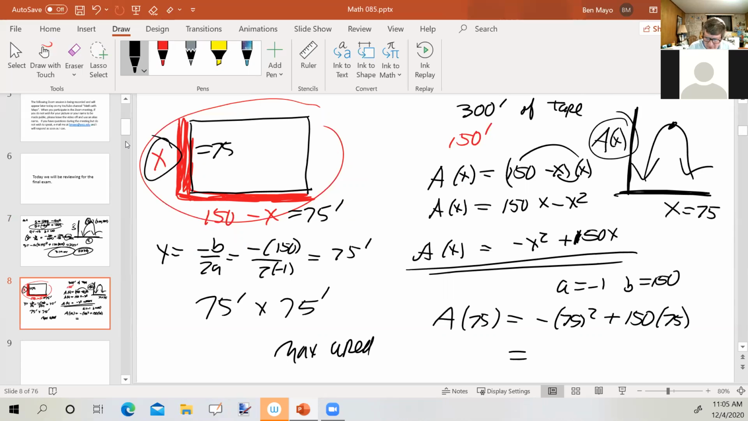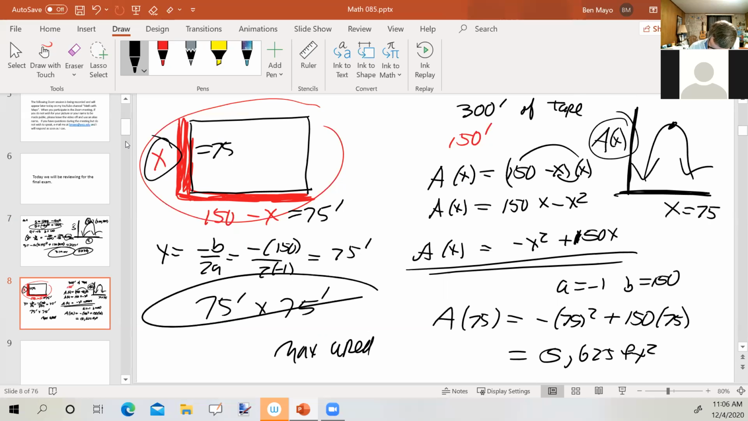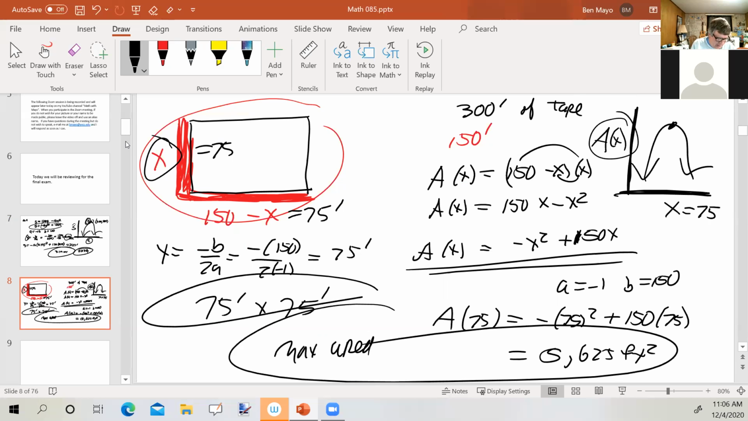You could also just take 75 times 75 in this case, since we know length times width is area, and we get 5,625 square feet. So here's your dimensions, here's your maximum area. And with that, I'm gonna jump over to chapter 11 and just review some things there.